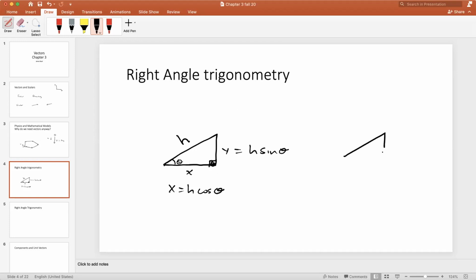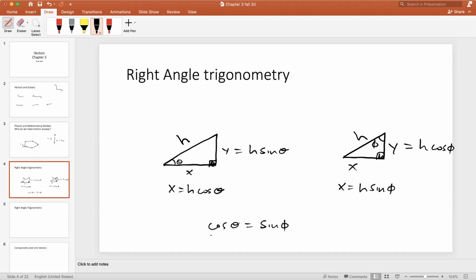Similarly, for this same triangle, we could take this angle, which is phi, and now if you think about it as being turned, if this is still h, x is equal to h sine of phi, and y is equal to h cos of phi. And therefore, you note that cos of theta is equal to sine of phi, and sine of theta is equal to cos of phi. Furthermore, they have to equal 180, so 180 degrees is equal to 90 plus theta plus phi. So all the interior angles of a right triangle have to equal 180 degrees.